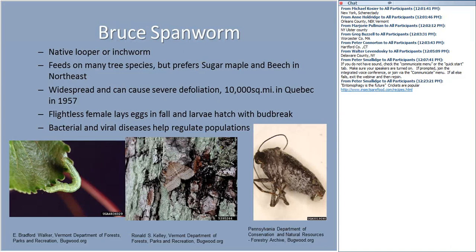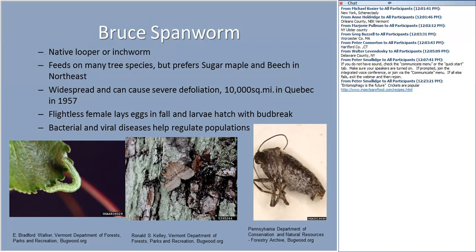Bruce spanworm, it's also a native looper or inchworm. Once again, it does feed on many tree species, but it seems to prefer sugar maple and beech in New York and in the Northeast. Interestingly, it does cause widespread defoliation.